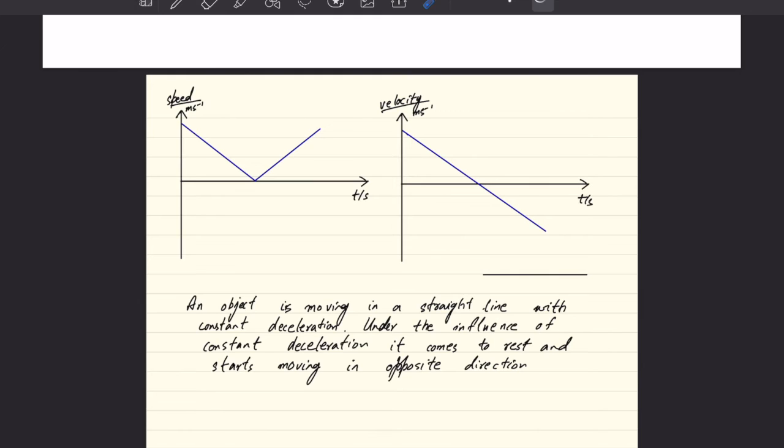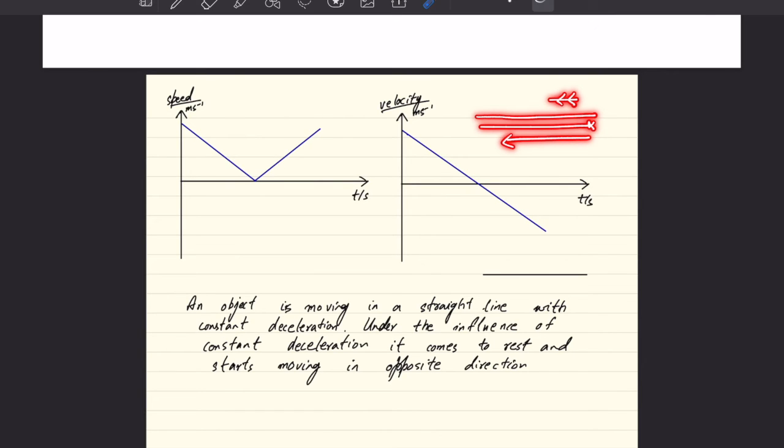Now, in this particular situation, if I have an object moving along a straight line with a constant acceleration in the opposite direction, what's going to happen is that the object's going to keep on slowing down at a constant rate. It will come to rest eventually, and then it will start traveling in the opposite direction.